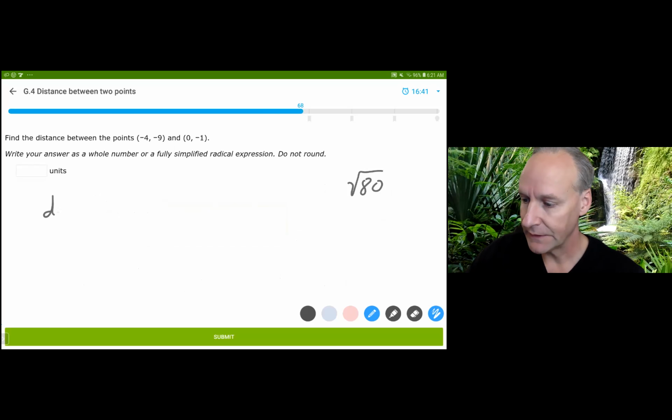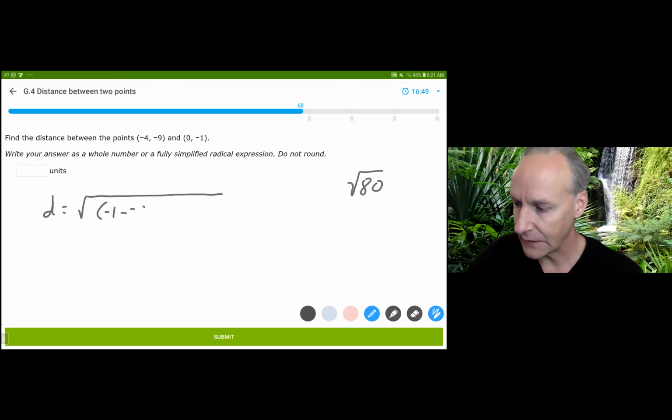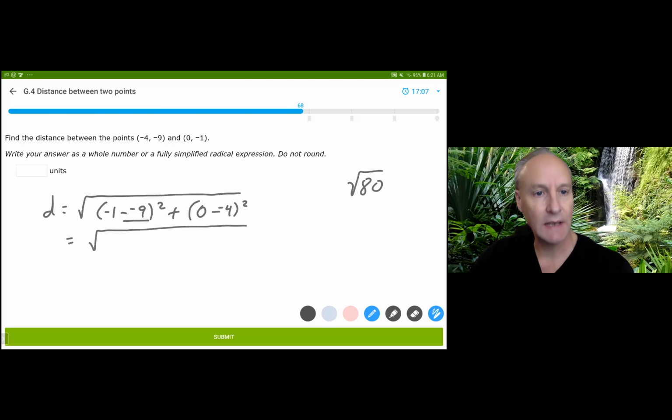I'm going to go ahead and do the distance is equal to the square root of -1 minus -9. There's that darn double negative messing you up there. Plus, I have 0 minus -4. And we end up with the square root. Now be careful, that double negative means that we're adding. So that's going to be 8 squared is 64, and 4 squared is 16. And when we add those together, sure enough, we get the square root of 80.